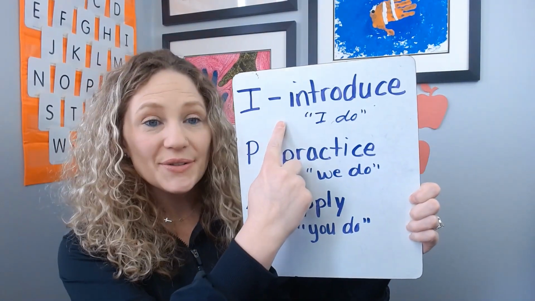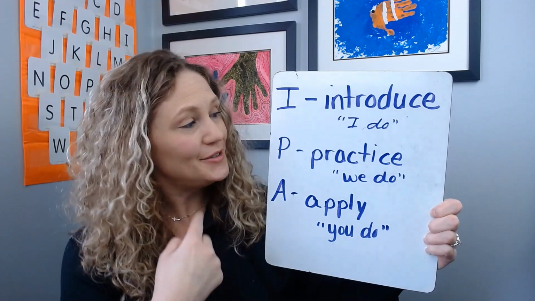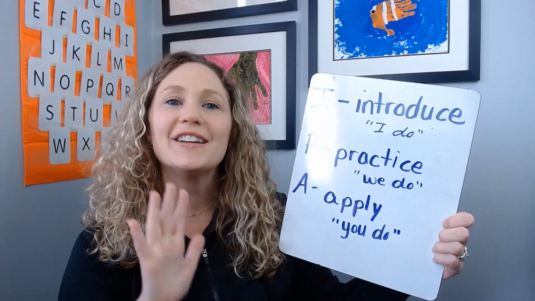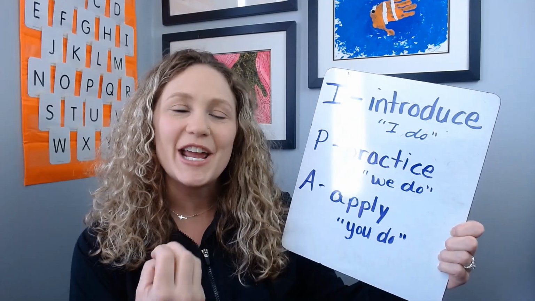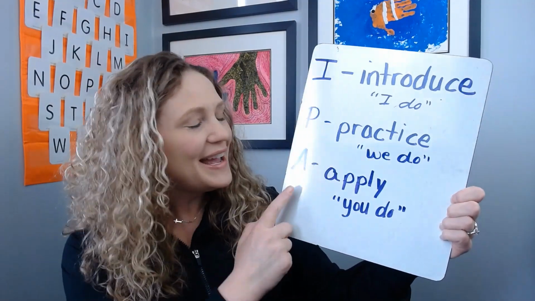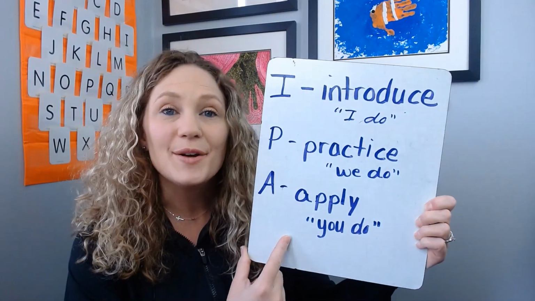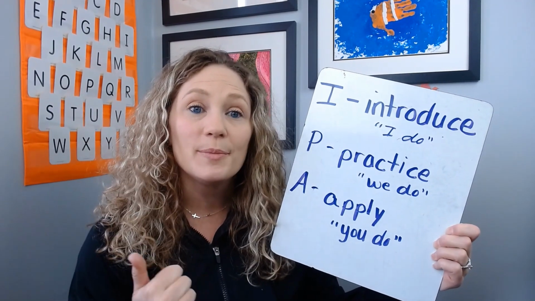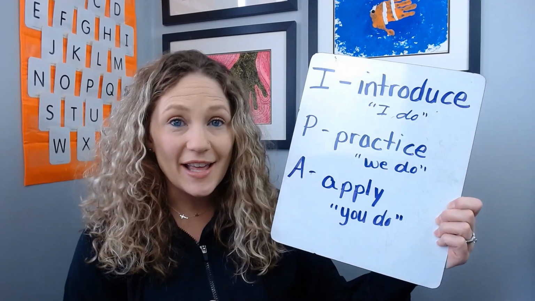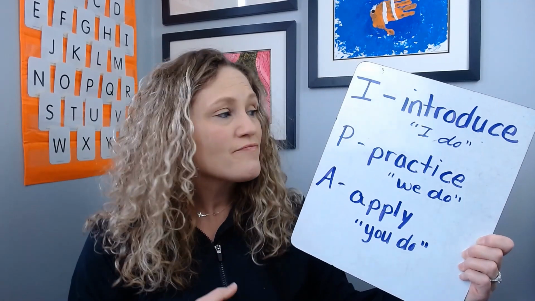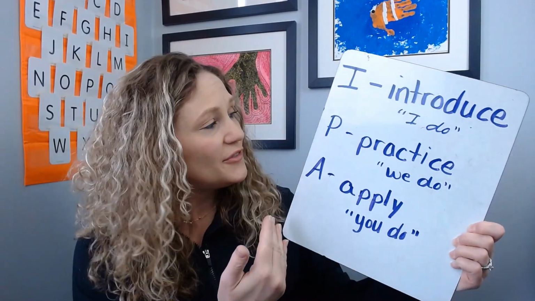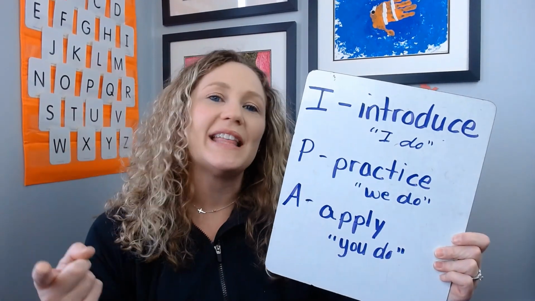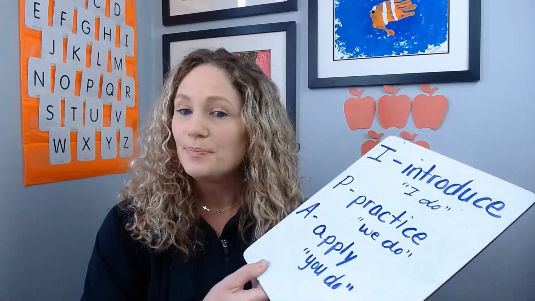You'll have an introduce slide, which is where I do, and then a practice slide where we do, and you'll start getting your student to say more and try more on their own. And then A is apply, which is where the student will apply the vocabulary or the verb that you are teaching them, and they'll do it on their own. VIPKID slides always follow this, and then there's also an E at the end for extend, and you'll be doing that at the very end of the lesson.